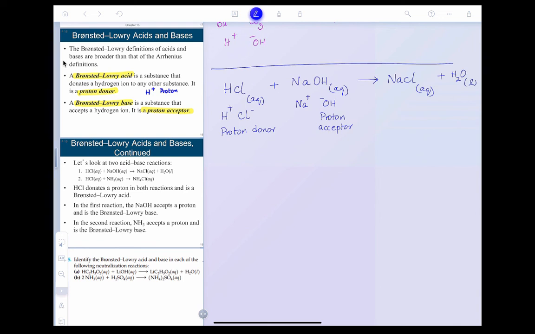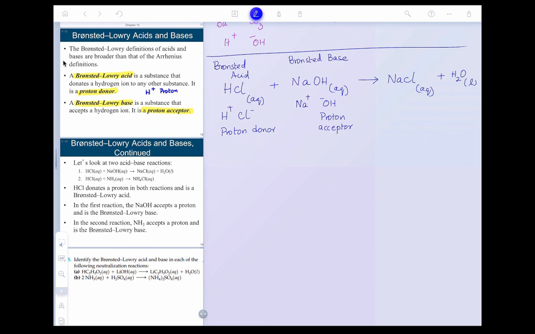So HCl donates the proton. Sodium hydroxide, the hydroxide accepts the proton. Therefore, this is the proton donor, so this is the Bronsted acid. This is a proton acceptor, so this is the Bronsted base. You can write Lowry after that. I'm just keeping it simple and saying Bronsted acid, Bronsted base.